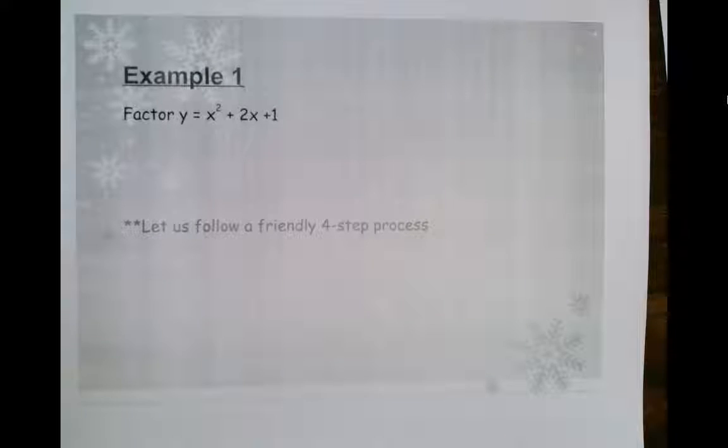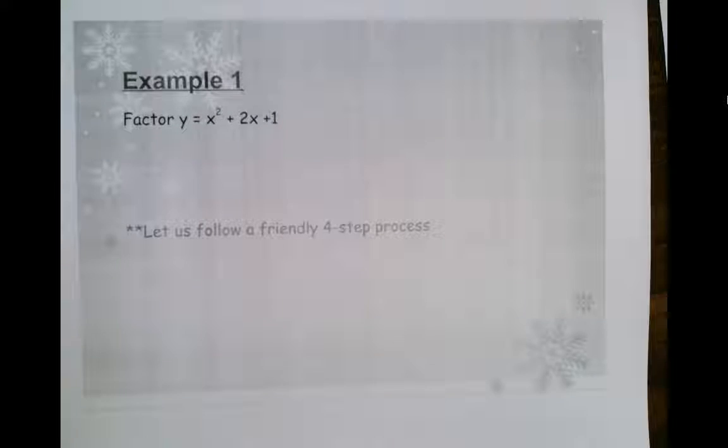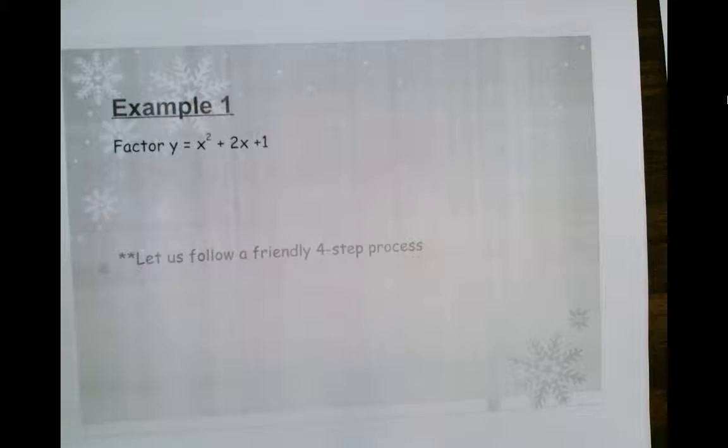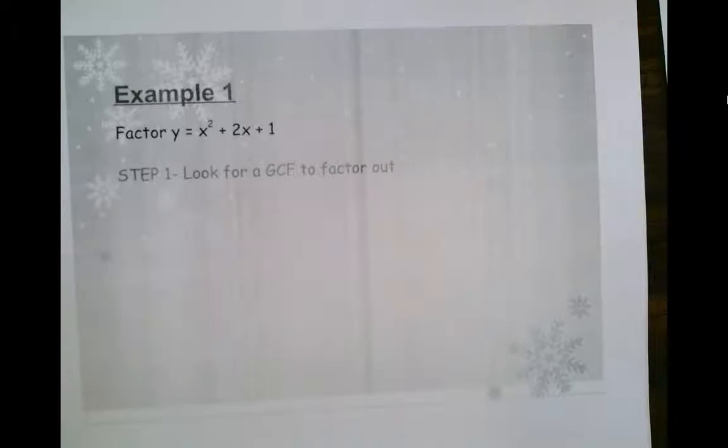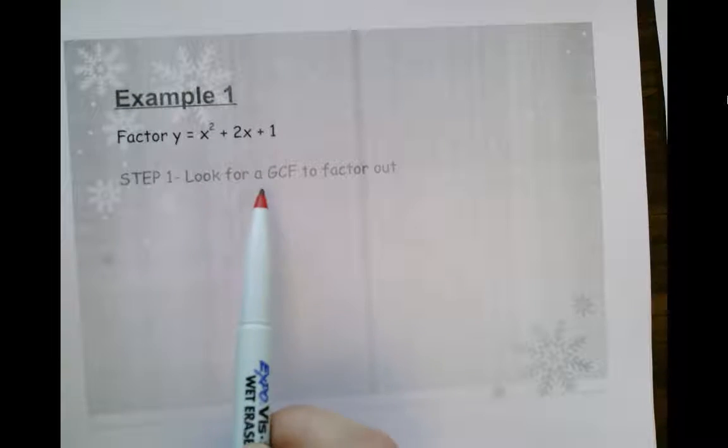And when we look at something that's in standard form, there's going to be a process for it, and it's going to be a 4-step process every single time we go about factoring these. Now, you've been shown in class a little bit of what this process looks like and how it should look in the end. The first step in this process is going to be to look for a GCF.